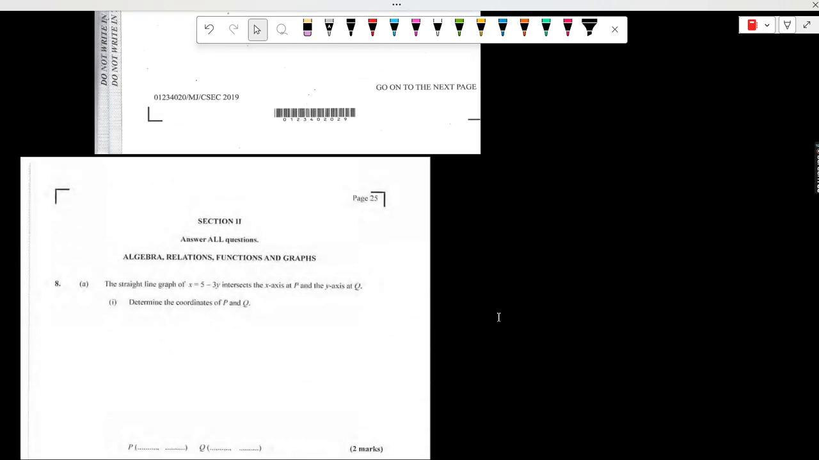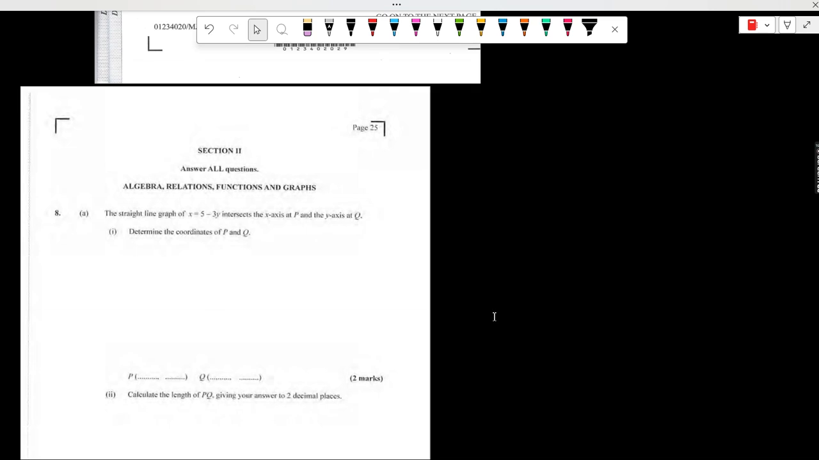All right, so let's look at this one now. It says the straight line graph of x equals 5 minus 3y intersects the x-axis at P and the y-axis at Q. Determine the coordinates of P and Q. So let's write down the equation. We have x equals 5 minus 3y.